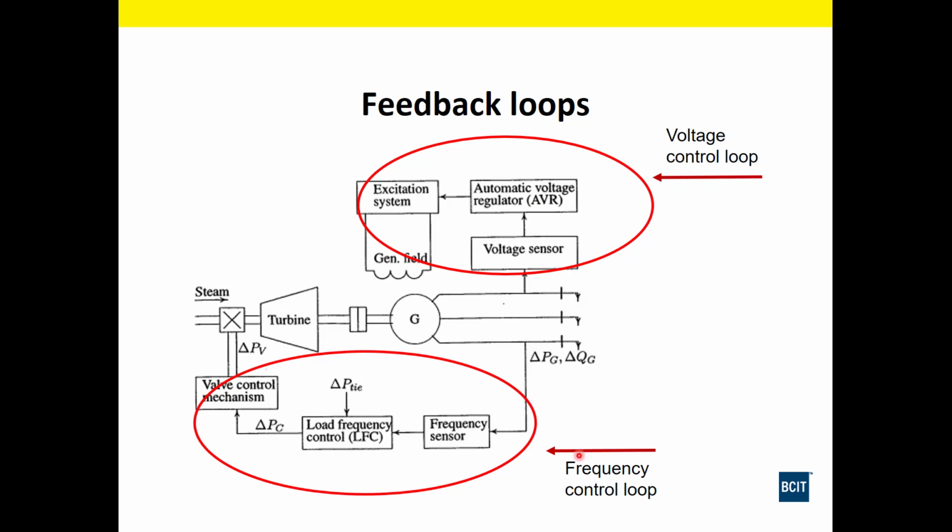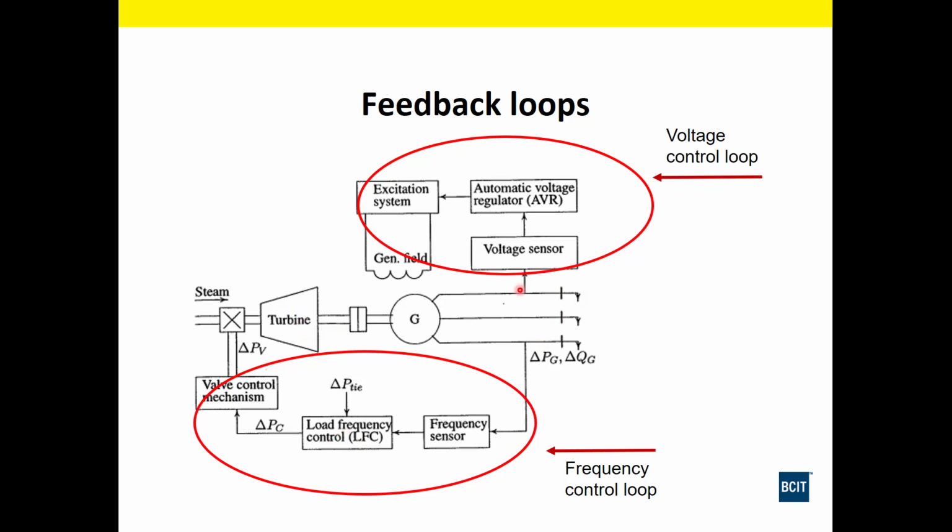Now down here on the bottom, we have our frequency control loop. Okay, so we have a frequency sensor connected to the output lines of our generator, and it's going to sense frequency. The load frequency controller here, the LFC, is going to say, okay, we're not at 60 hertz, we're too high, or we're too low. If the frequency goes too low, our valve mechanism, for this one's a turbine, is going to open up and allow more steam into the turbine and speed up our generator. So it's noticing the frequency has dropped, so it's going to speed up our generator.